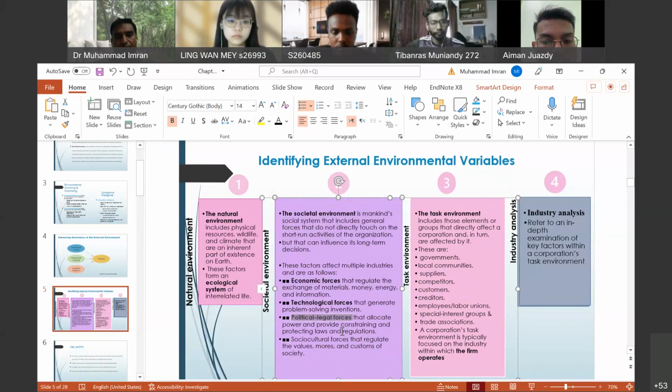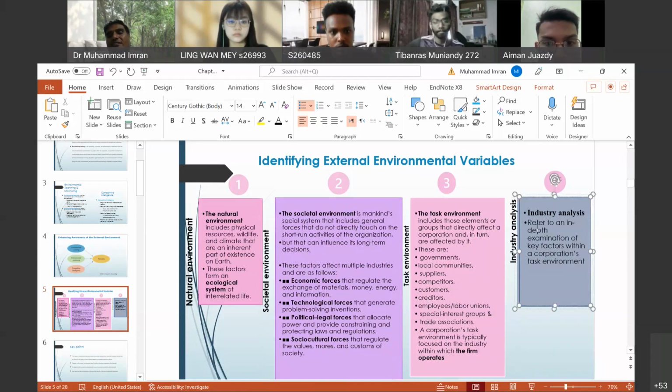Okay, political forces, sociocultural forces. And the other one is the task environment. I already discussed this one. The second one I will discuss in a further slide. This third one I will also discuss in a further slide. These are examples, just see the examples. The task environment is purely related to the organization and has a direct impact on it, like government, local communities, suppliers, competitors, customers, creditors, and employees, who are directly responsible for any firm's profit or loss, in simple words.